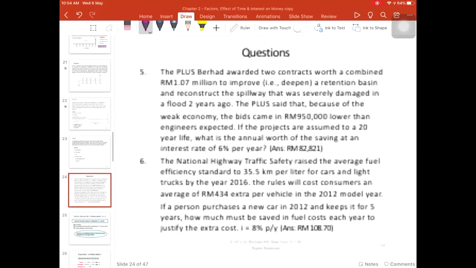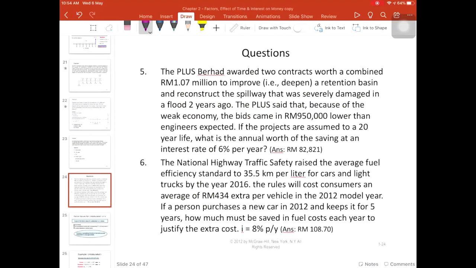Right? Okay. Next, the question. Please do the question. Penat saya cakap. Cuba buat soalan.